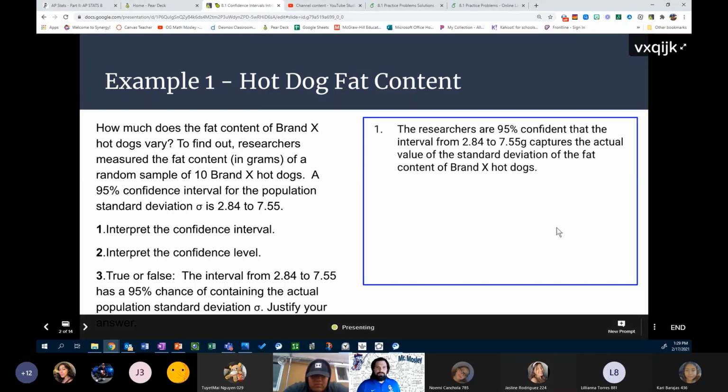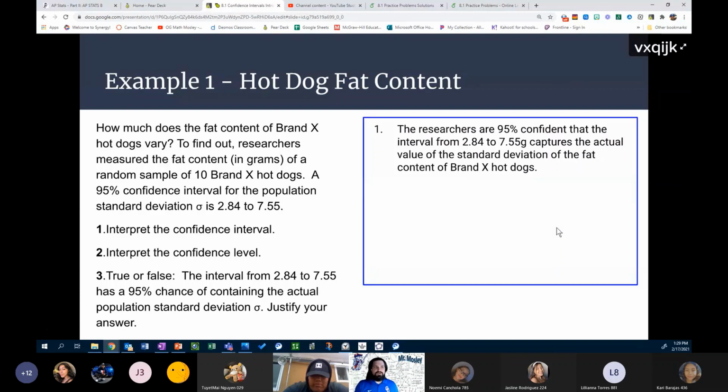So, there it is. The answer to question number 1. Interpreting the confidence interval, the researchers are 95% confident that the interval from 2.84 to 7.55 grams captures the actual value of the standard deviation of the fat content of brand X hot dogs. So this is interpreting what the confidence interval tells us. It says that the researchers are 95% confident that in the range of 2.84 to 7.55 grams, somewhere in there is the actual standard deviation. So this range captures it.